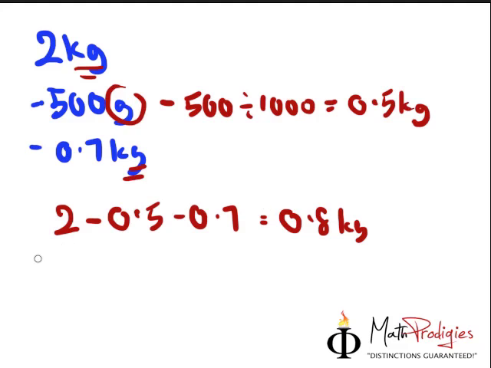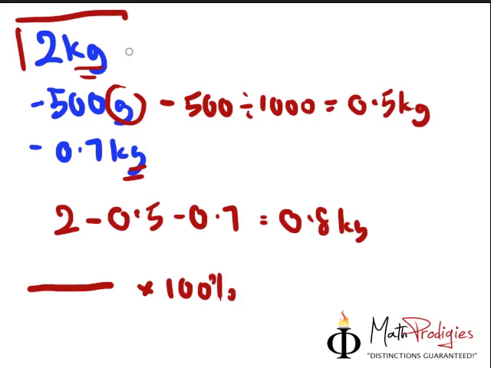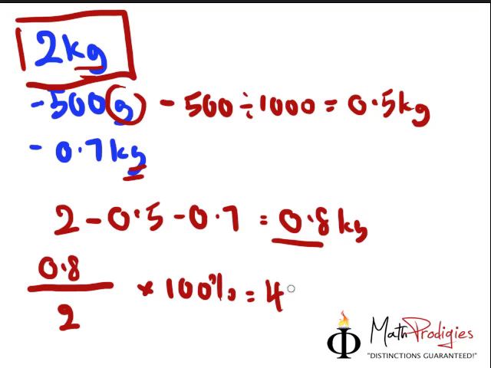So percentage will always be something over something times 100%. Am I right? Now it's always something over the original. The original weight over here is 2 kilograms. So we have 2, and what is left over? 0.8. 0.8 divided by 2 will give you 0.4. 0.4 times 100% will give you 40%.